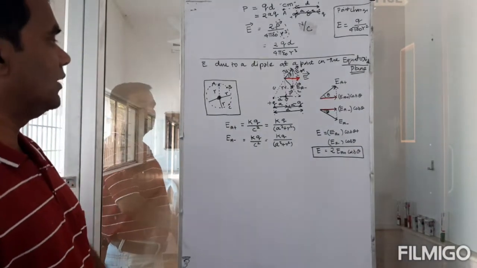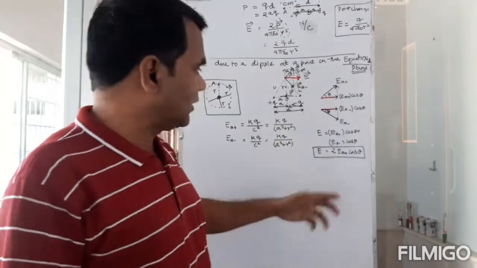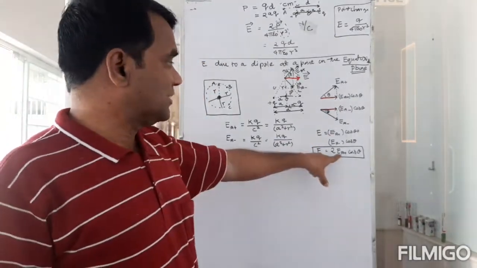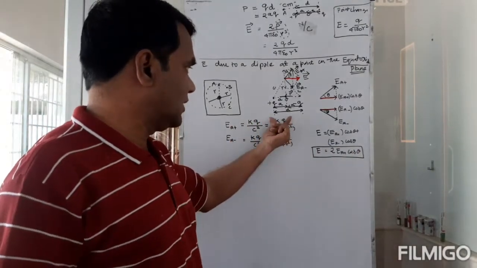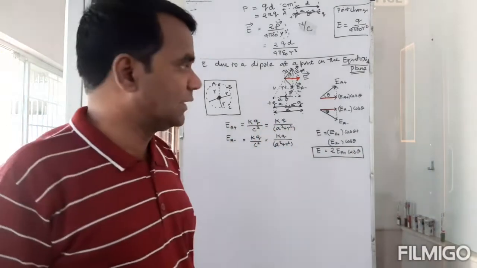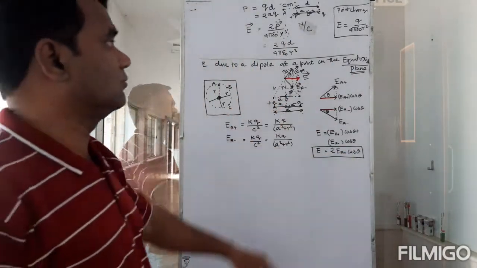Okay, now I've got 2, which is a number. I don't have to do anything about it. But what about EA plus? I know EA plus is this number, k cube by a square plus r square. That is taken care of. But what about cos theta? How do I get cos theta now?